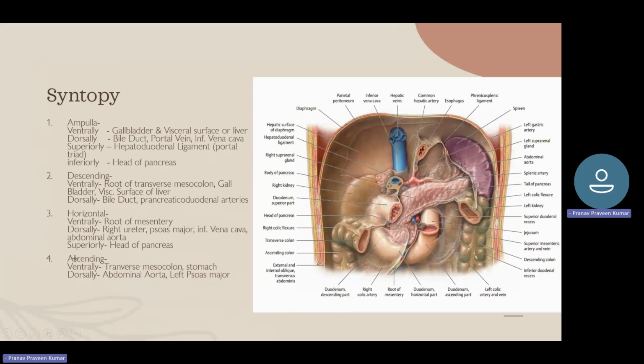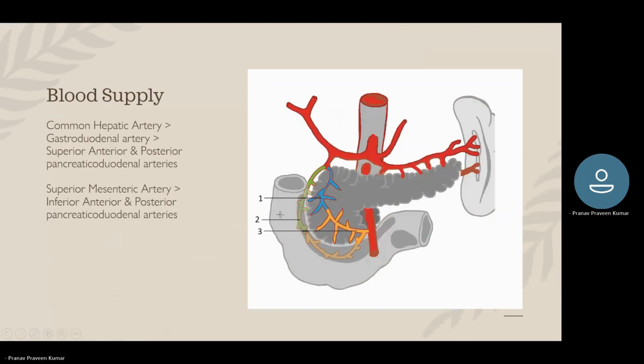And now the ascending part of the duodenum. Ventrally, you have the transverse mesocolon and the stomach, which should be right over it. And dorsally, you have the abdominal aorta and the left psoas major muscle.